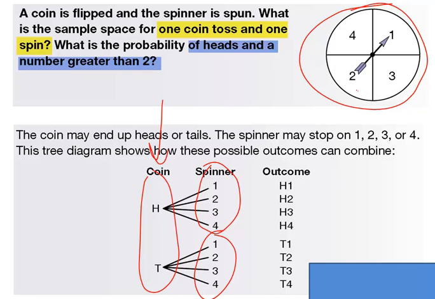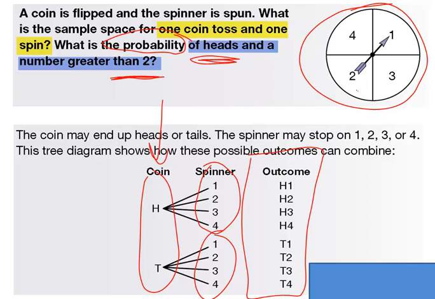So every time we flip it and get heads, we get heads and a 1, a heads and a 2, a heads and a 3, a heads and a 4, or we get a tails and a 1, a tails and a 2, a tails and a 3, and a tails and a 4. So this is our sample space. That's our entire sample space of outcomes. Now we've got to find out the probability of heads and a number greater than 2.